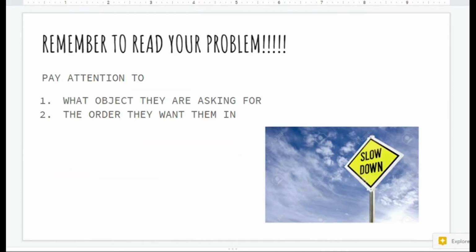This next slide is really just a reminder to read your problem thoroughly, read it once, then reread it again. You're not only going to be paying attention to what object they're asking for, but what order they want them in. So are they asking me for a triangle, a circle, or the total amount of shapes? And which order do they want it in? That is the difference between a correct or incorrect answer. It's absolutely vital in both regular ratio problems and word problems that you are paying attention to those two things.